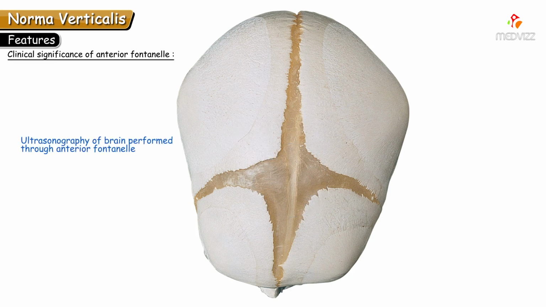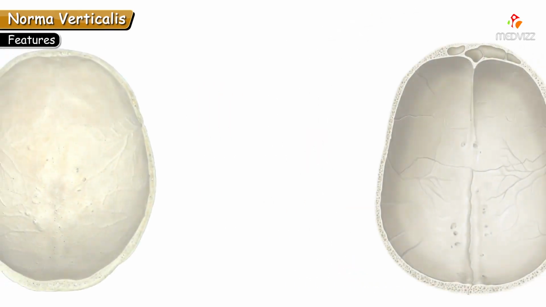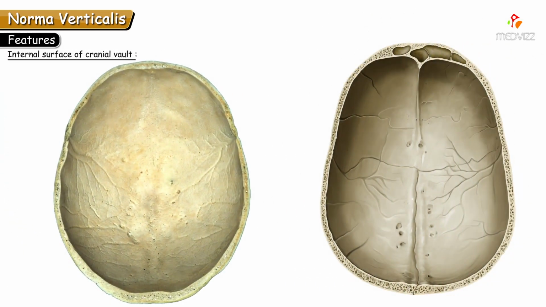Ultrasonography of brain in infants is performed through anterior fontanelle because the fontanelle is a soft spot on the skull, which provides an acoustic window for the radiologist to do ultrasonography. Let's see the internal features of the cranial vault.